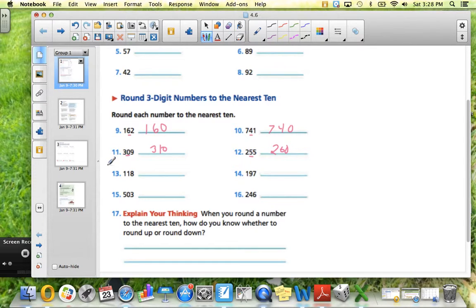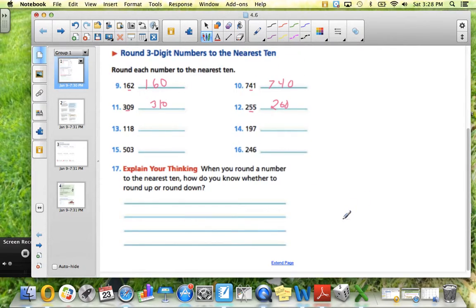Okay, now same thing as before. I want you to pause the video, and I want you to solve 13, 14, 15, and 16 on your own, then check with your partner to make sure you have the right answers, and then come back. Okay, welcome back. We're going to do number 17. Explain your thinking. When you round a number to the nearest 10, how do you know whether to round up or down? I want you and your partner to pause the video again. I want you to discuss your answers with your partner, then write your answers down, and then come back and we'll move on to the next page.